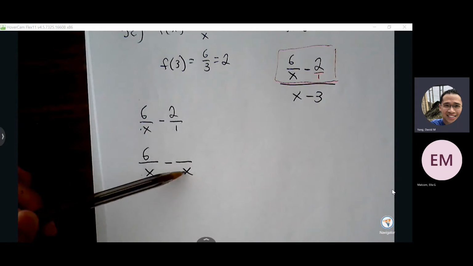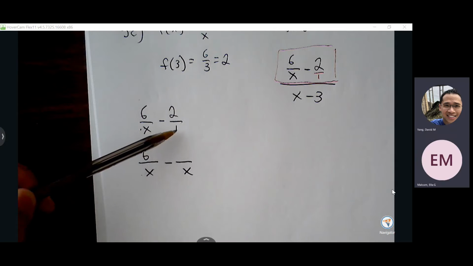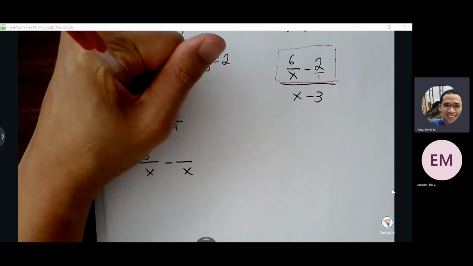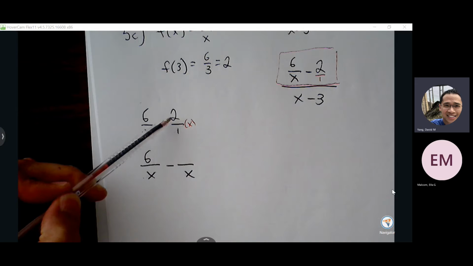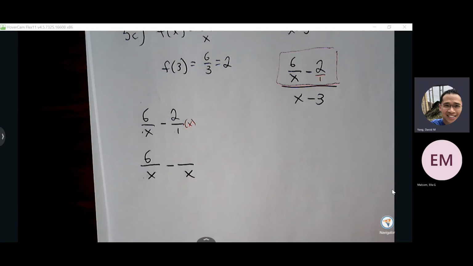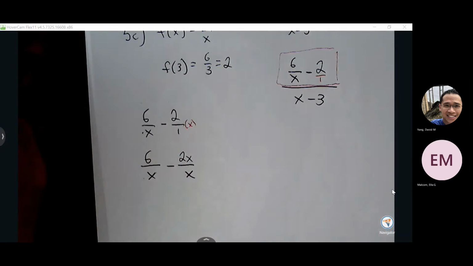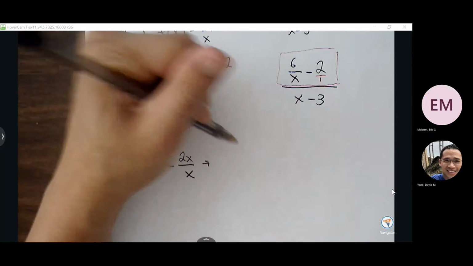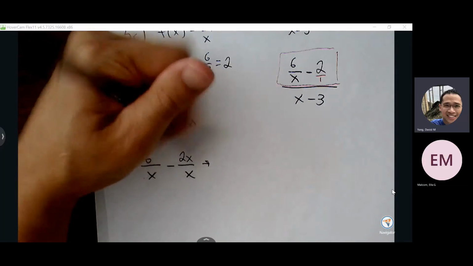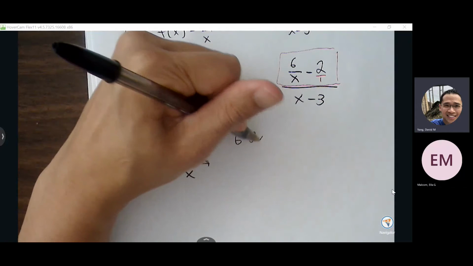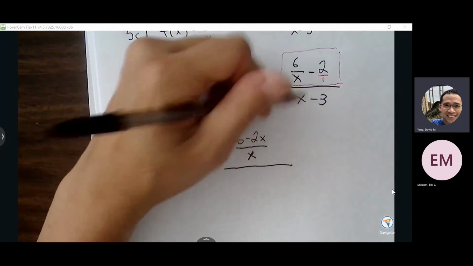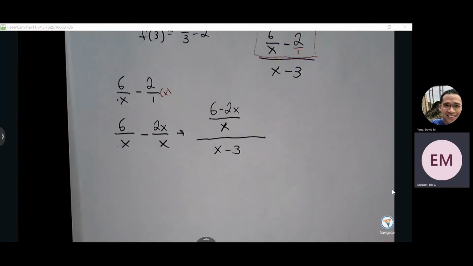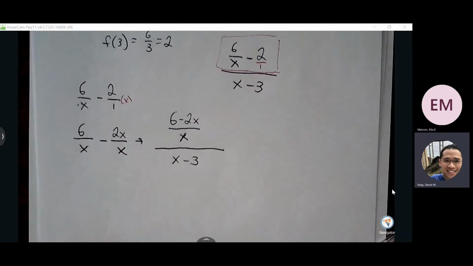Here, there's a difference. Instead of a 1, there's an x. So I need to multiply 1 with x to get to x. That's why I need to also do the same thing with the numerator. That 2 times x gives me 2x. And then all that over x minus 3? That's right. So now this can become 6 minus 2x over x, all over x minus 3. I see. Still a complex fraction.